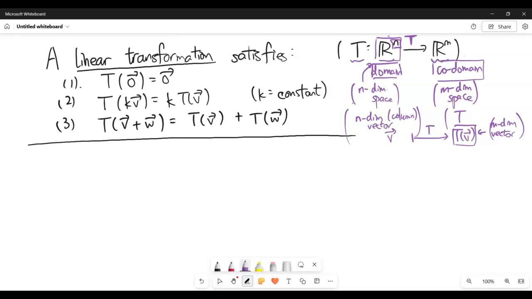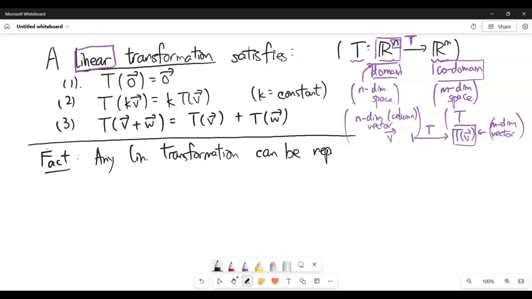And in such cases, because we are only concerned about the linear transformation, the keyword is linear. I don't want to get into the details, but just to let you know the fact, which is that any linear transformation can be represented as a matrix transformation. So I would like to explain more.